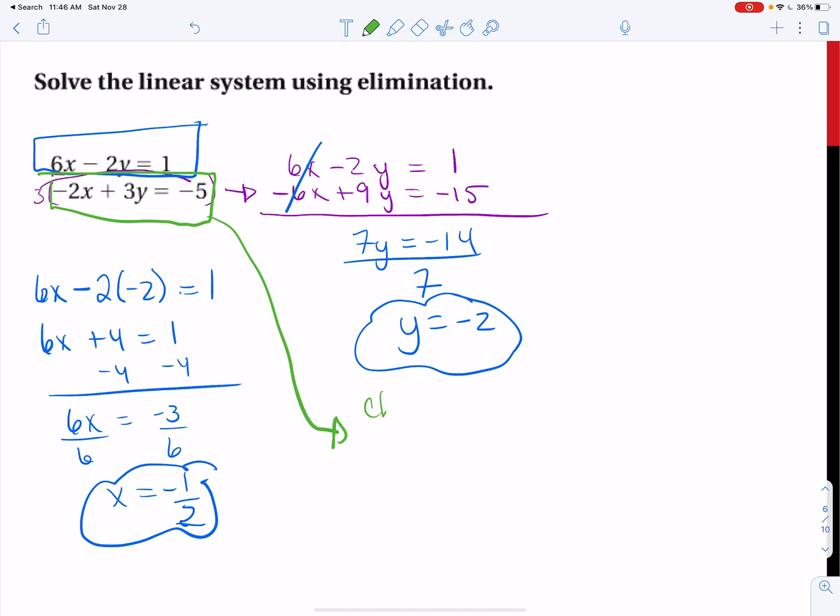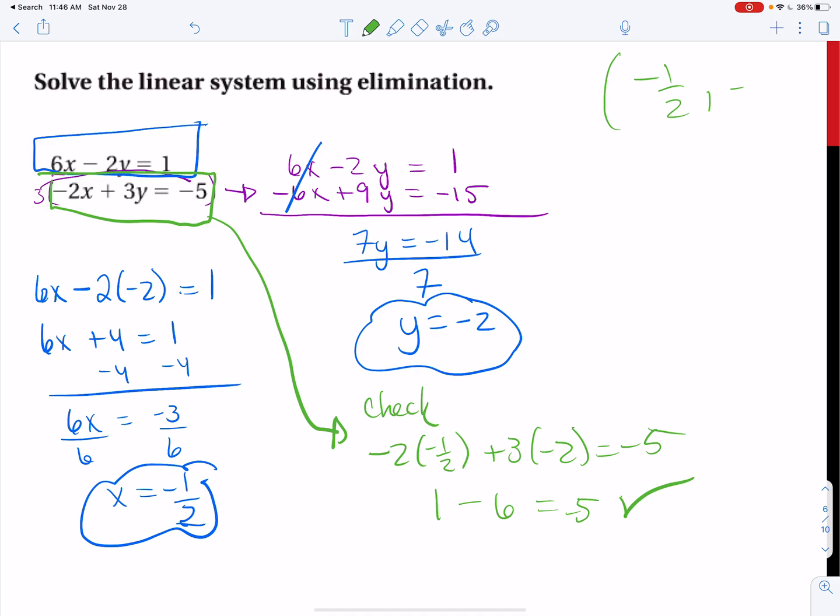So this is my check. What I'm going to do is plug in x and y and make sure it works. So negative 2 times negative 1/2 plus 3 times negative 2 equals negative 5. Let's see if this works. So negative 2 times negative 1/2 is a 1. Minus 6 is negative 5. Indeed it is. So our solution here is negative 1/2, comma, negative 2. So yes, guys, fractions and decimals also are answers to your systems. We obviously prefer fractions.